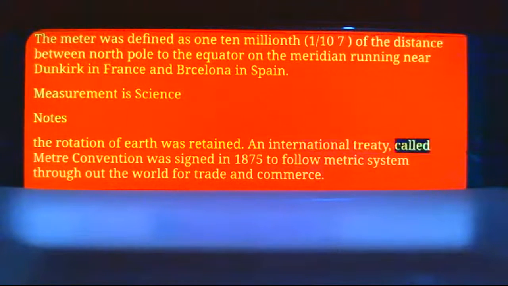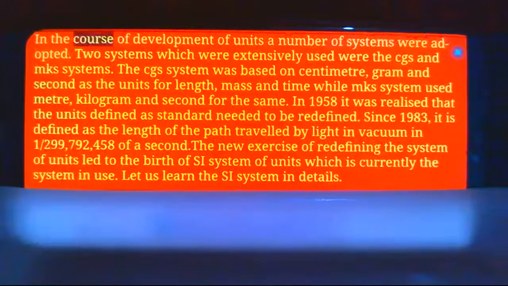An international treaty called the Meter Convention was signed in 1875 to follow the metric system throughout the world for trade and commerce. In the course of development of units, a number of systems were adopted.